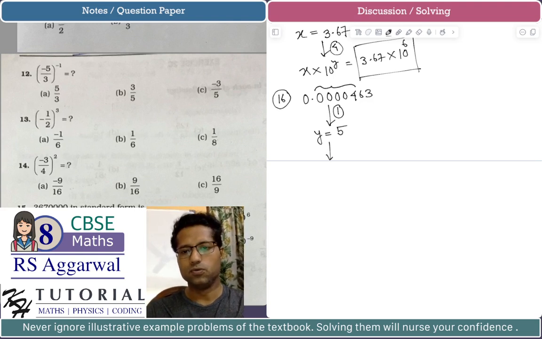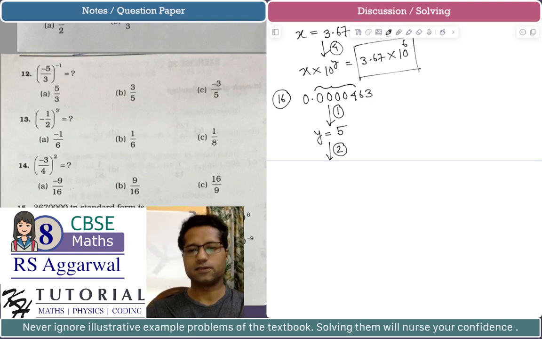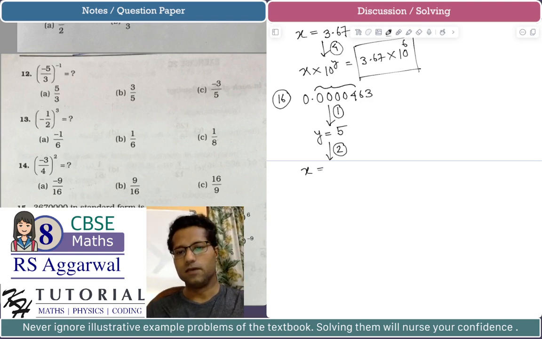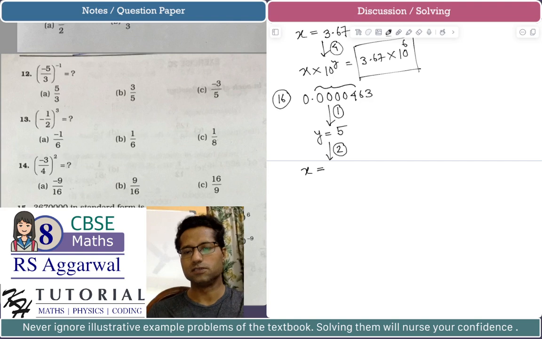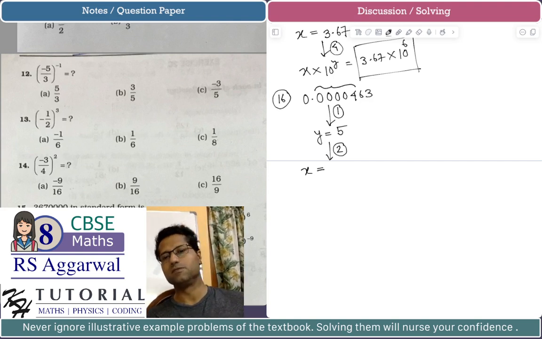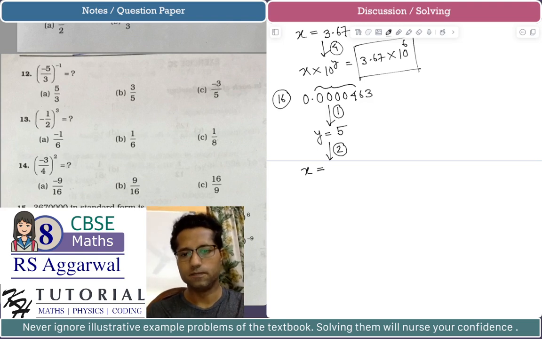Now in step 2, I have to find x. What will be x? X will be the given number. You consider the given number as a whole number by ignoring the decimal point. So that will be 463. And in that whole number 463, you place a decimal point after the leftmost digit. So it becomes 4.63.